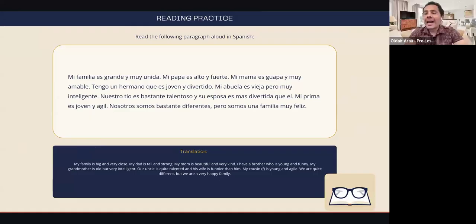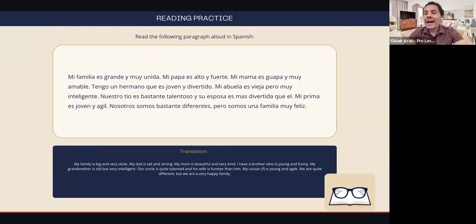I'm going to read this in English and then you try to repeat it in Spanish after I finish. Here we go. This paragraph says, my family is big and very close. My dad is tall and strong. My mom is beautiful and very kind. I have a brother who is young and funny. My grandmother is old but very intelligent. Our uncle is quite talented and his wife is funnier than him.